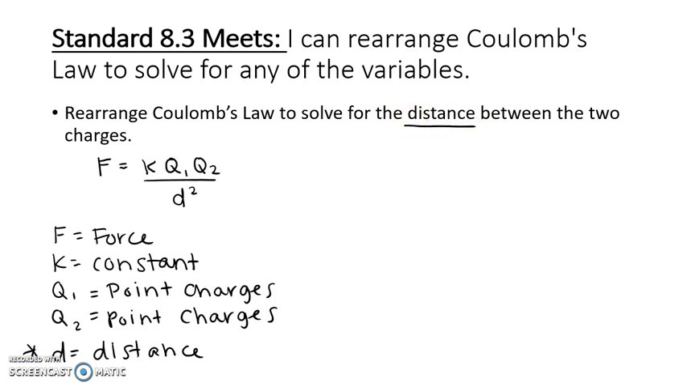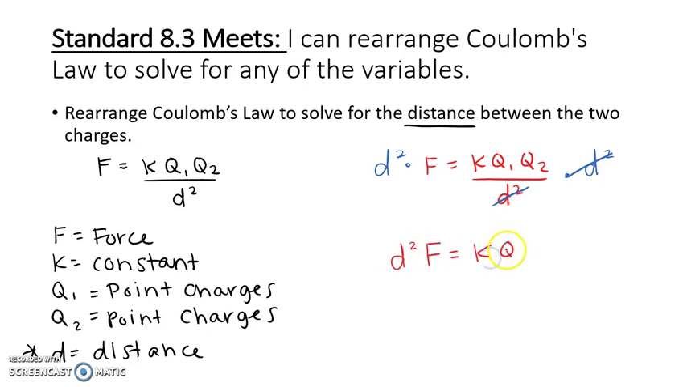So the first thing that we want to do is take our equation, F equals K, Q1, Q2, over D squared, and decide what the first step is. The first step is going to be to get D squared off the bottom. To get it off the bottom, I'm going to multiply both sides by D squared. Now I end up with D squared times F equals K, Q1, Q2.